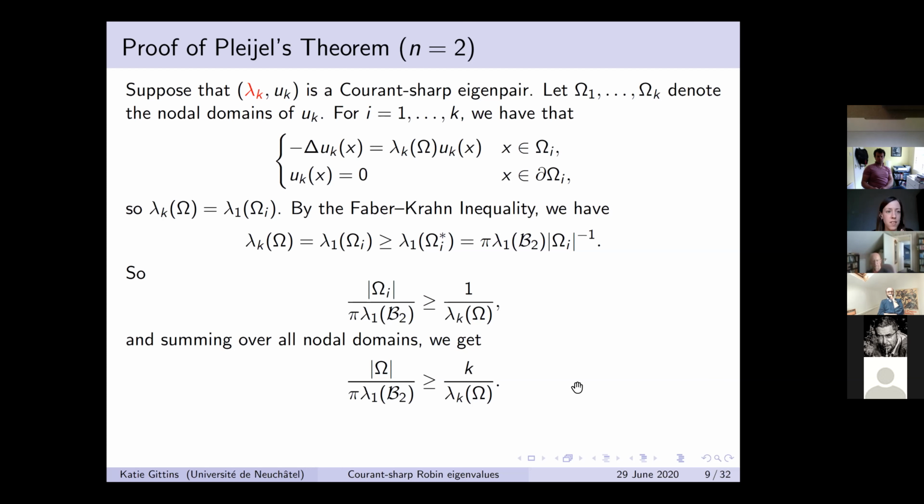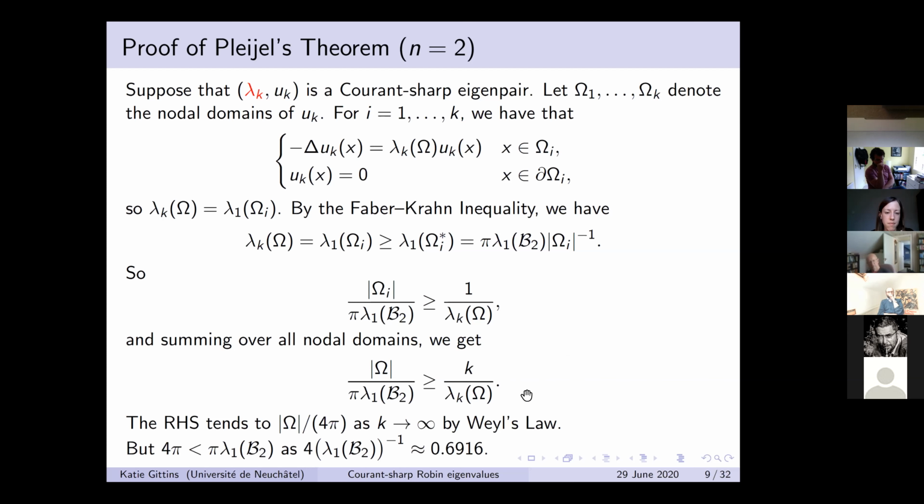But we want to show that there's only finitely many of these eigenvalues. So if we let k tend to infinity, assuming that there's not finitely many, then we know how the right-hand side behaves here by the Weyl law. By the Weyl law, the right-hand side should tend to the volume divided by 4 pi, but we know that 4 pi is smaller than pi times lambda_1, because if we compute the ratio here, we get back our gamma_2, which was smaller than 1. And that gives us the contradiction. So Pleijel's argument was like this, by contradiction, and we have in fact that there's finitely many of the Courant-sharp eigenvalues in the Dirichlet case.